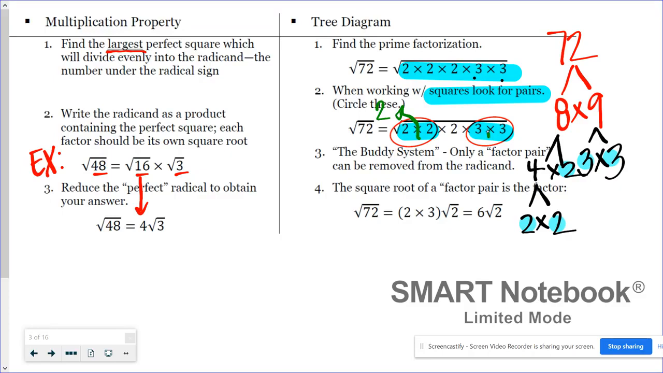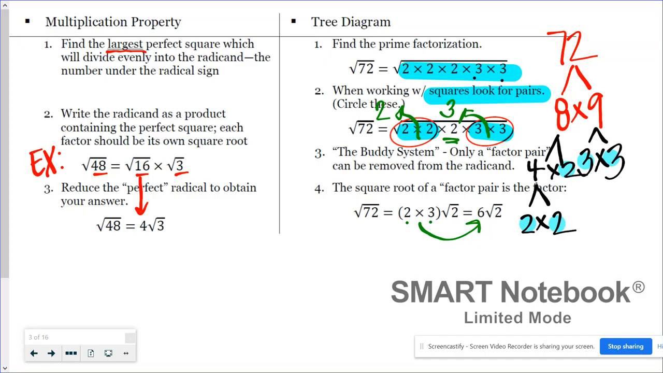3 times 3 is 9. The square root of 9 is 3. So a 3 gets to come out. So a 2 and a 3 both came out. We're going to multiply those together. That gives us 6. And that 2, that loner, has to stay inside. Okay, it can't come out and play. All right, so we end up with 6 root 2.